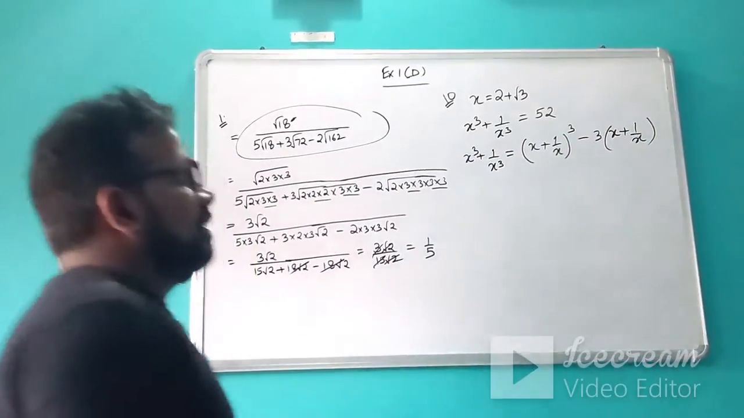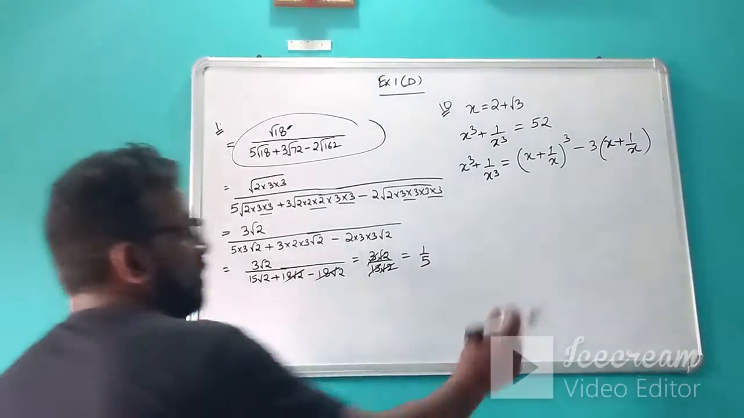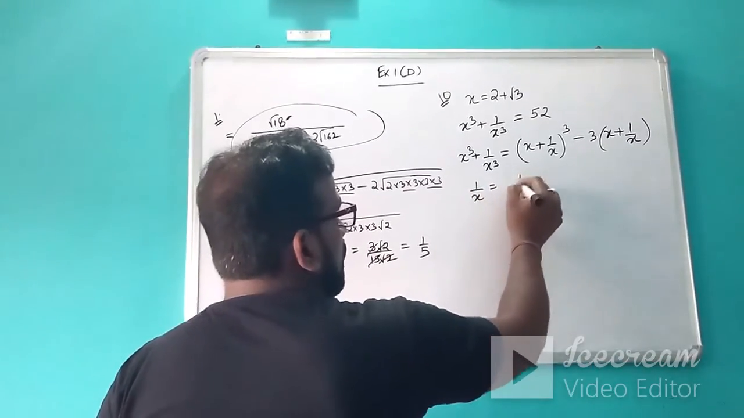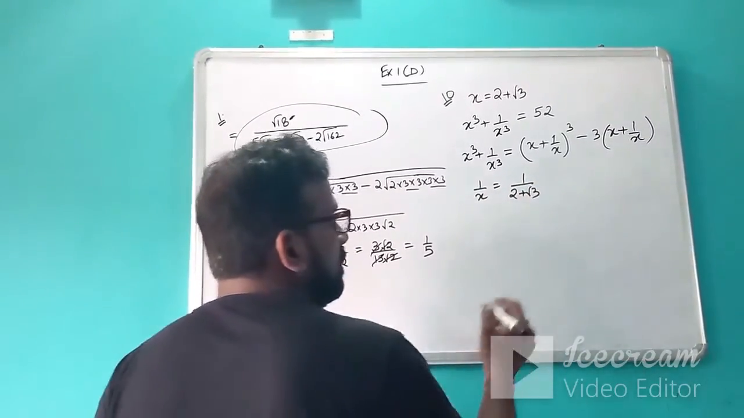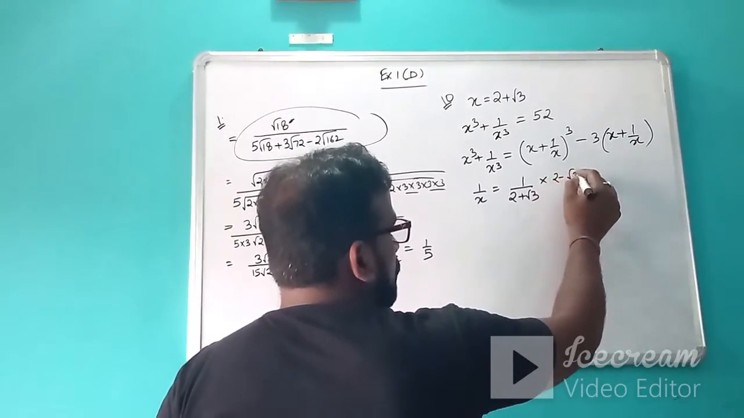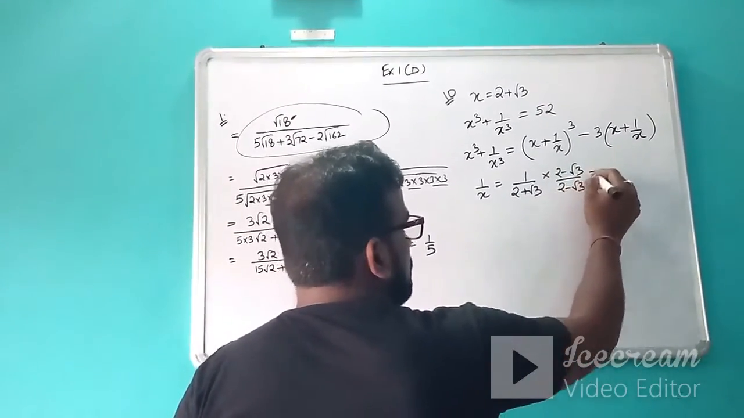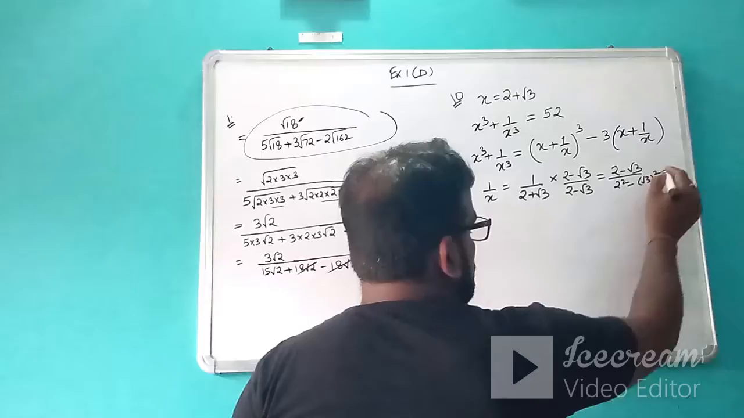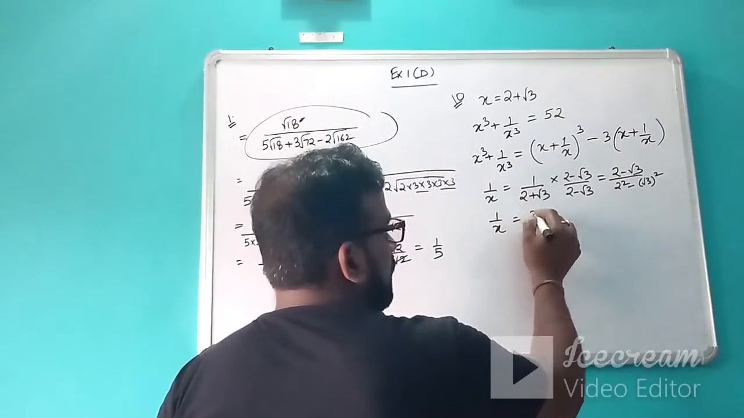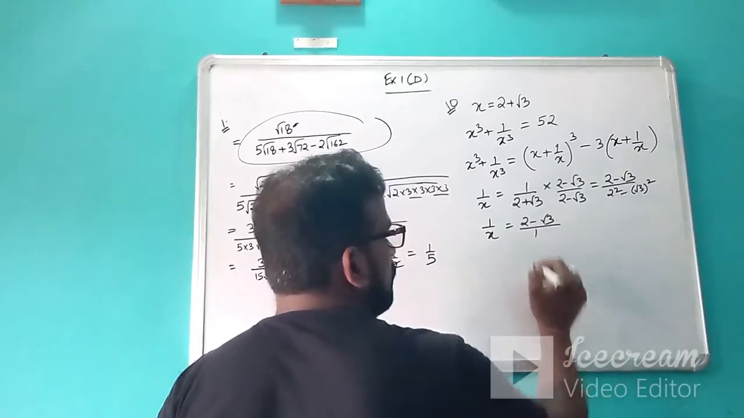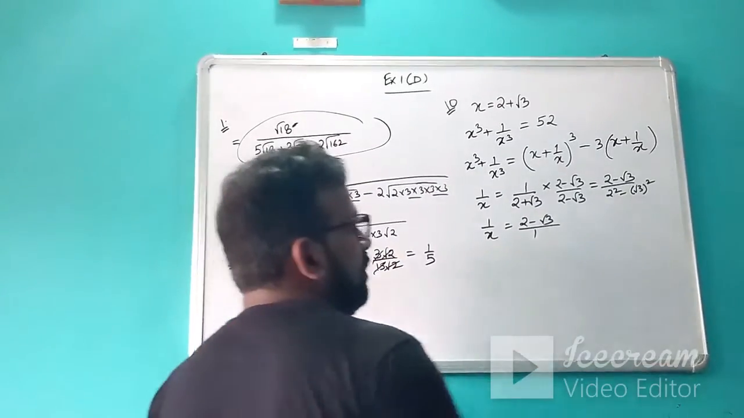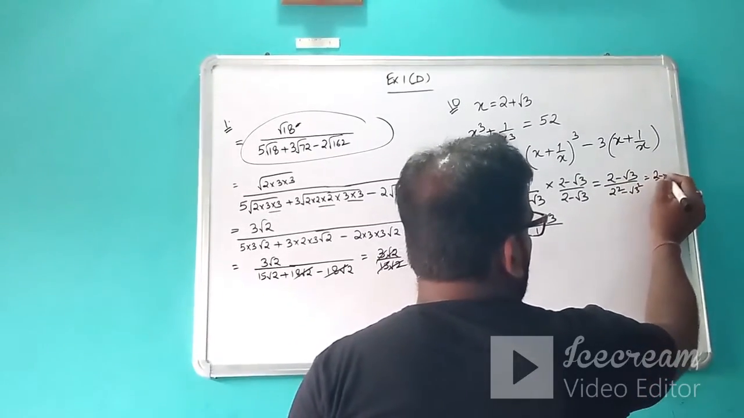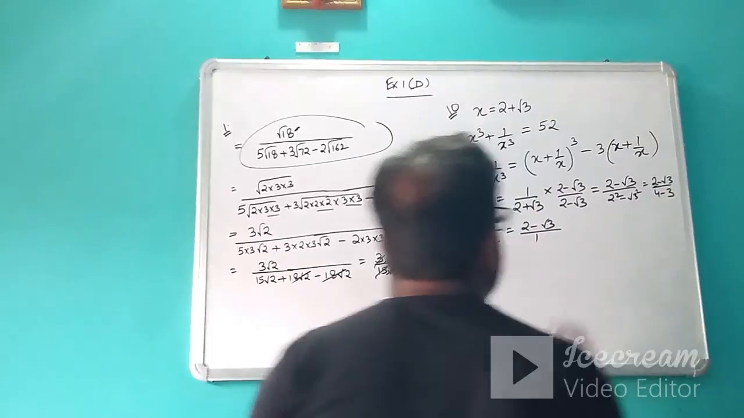Now if you see carefully, what we need is 1 upon x. So we will calculate 1 upon x like this. Then again, as I have told you, you have to do the rationalization. So it becomes 2 square minus root 3 square. So 1 upon x you will get as 2 minus root 3 upon 1. That will be your 1 upon x, 2 minus root 3 upon 4 minus 3.